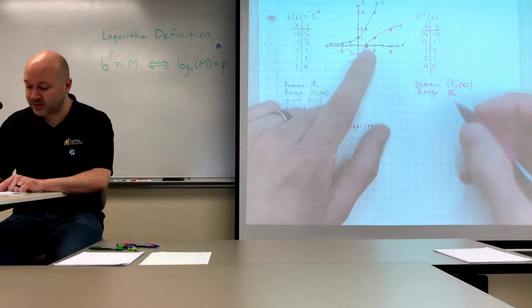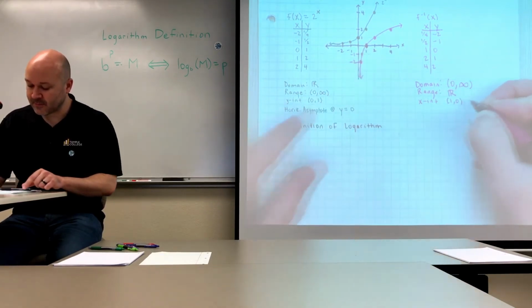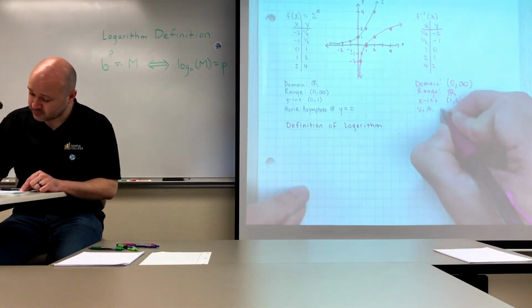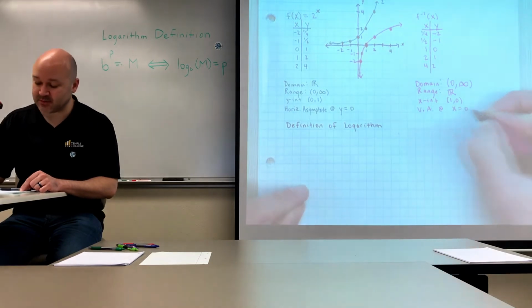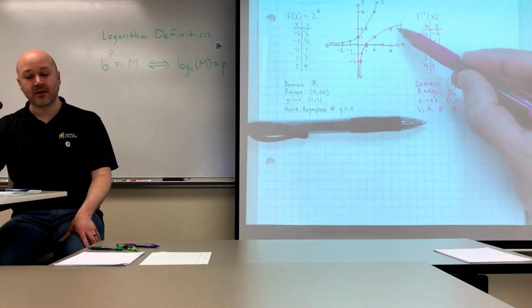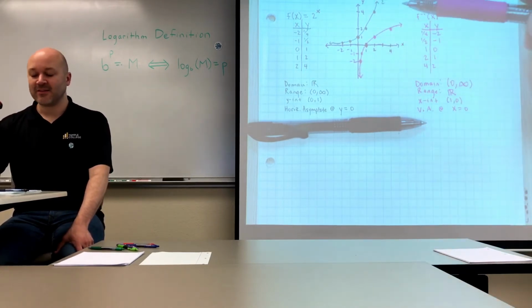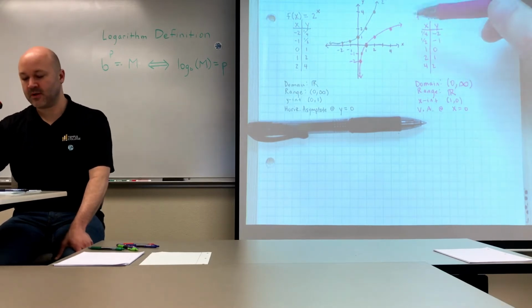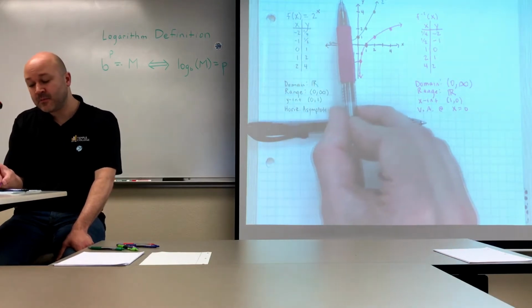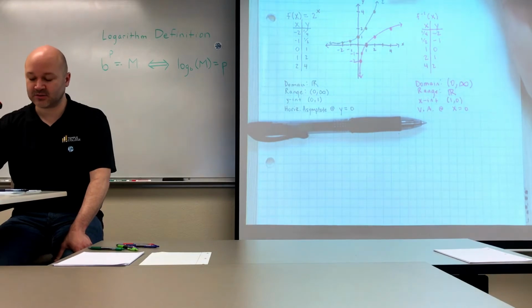We'd have a nice point of interest, this x-intercept. That's at 1, 0. We have a vertical asymptote at x equals 0. And this graph is the inverse of the exponential. This is what we call a logarithm. Logarithms are functions. This passes the vertical line test, and they are the inverses to the exponentials.